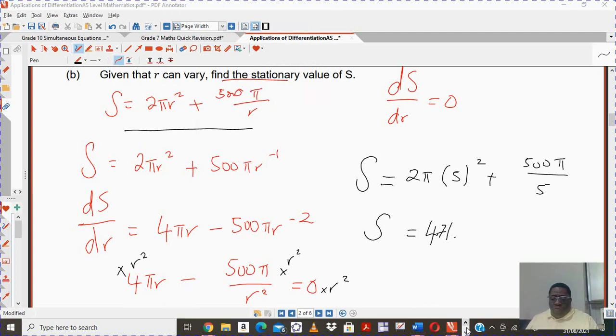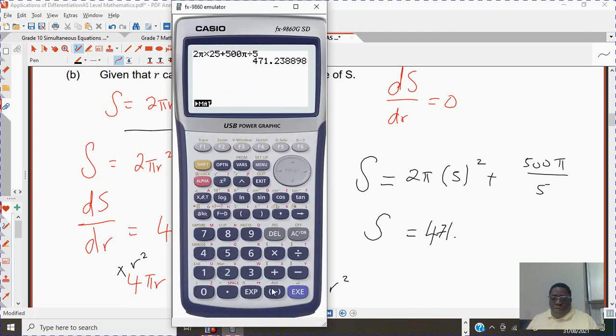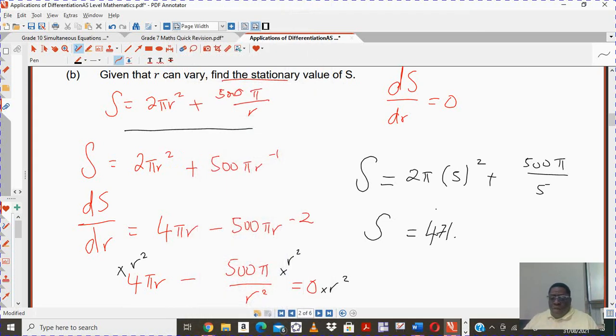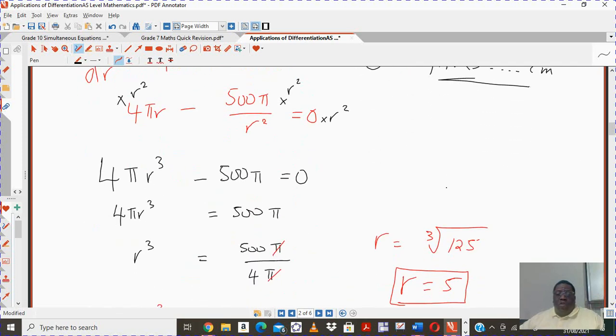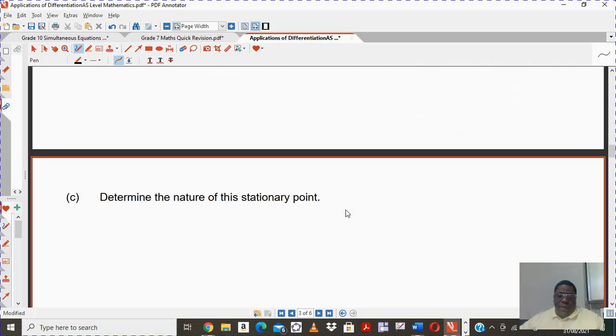Just to reiterate, we're probably going to leave it at 0.23 and so on. So this is the value of r, or of s, what we were supposed to find. Okay, right. So now we have that for part B because that is what we were supposed to calculate. So we are going to go to part C. Determine the nature of this stationary point.